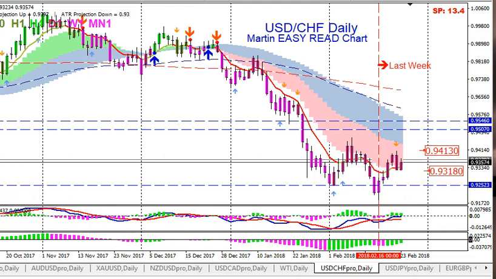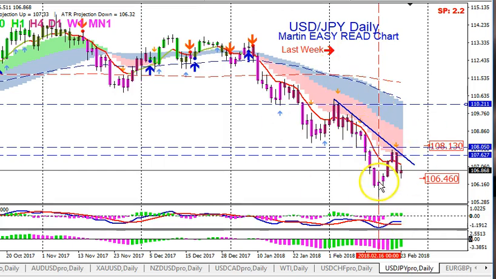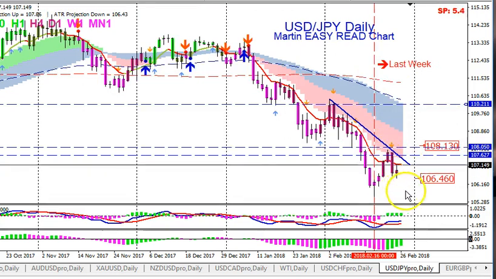And then finally, we've got one last pair to look at. It's the US Japanese yen. You can see what happened as of the red vertical line. I forgot to do that. So let me just bring that right over. You can see right here from the red vertical line, this is what happened last week. Last week we had a retracement.